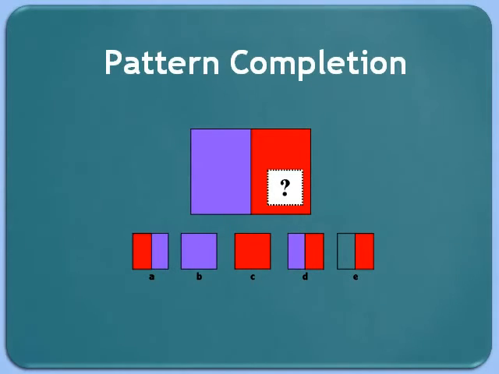Here is an example of pattern completion. As the easiest type of question to solve, pattern completion questions will be found primarily in the lower grade levels. The child will be presented with a rectangular design containing a missing piece.